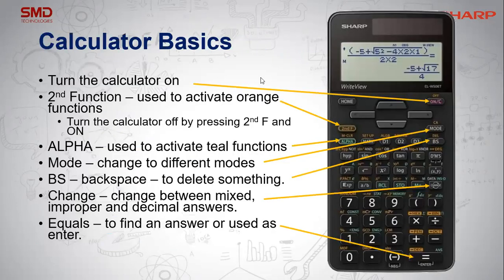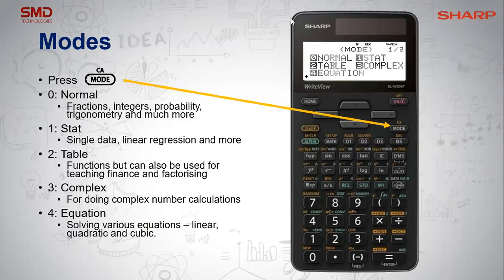Okay, so just some quick basics in case you haven't met this calculator before. Your on button, your second function button, which activates any of your orange functions, and we'll work through some of that. You've got your alpha button, which activates your blue keys, so your statistics. Then we've got mode, which changes the various modes, and I'll talk through those after this. BS is for backspace to delete something. Change will change the way that your answer looks, and equals is for getting the answer, obviously.